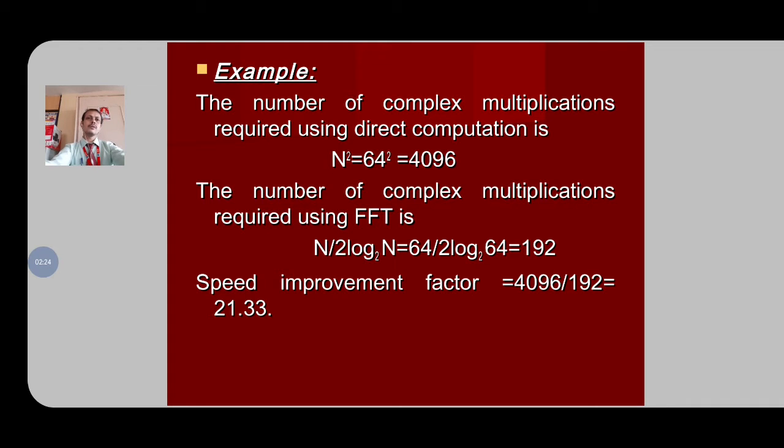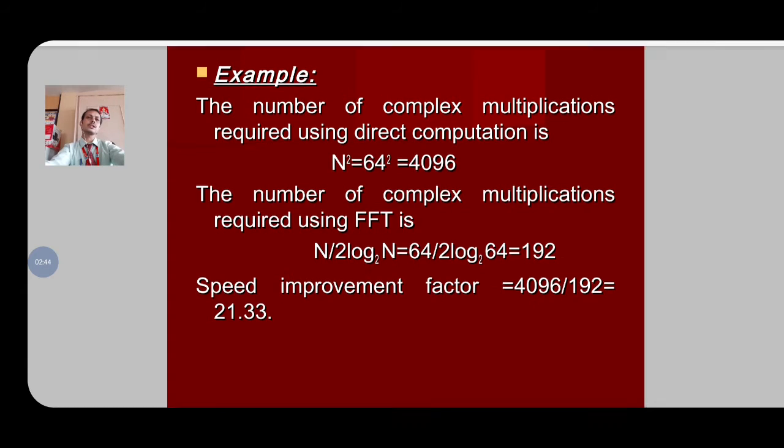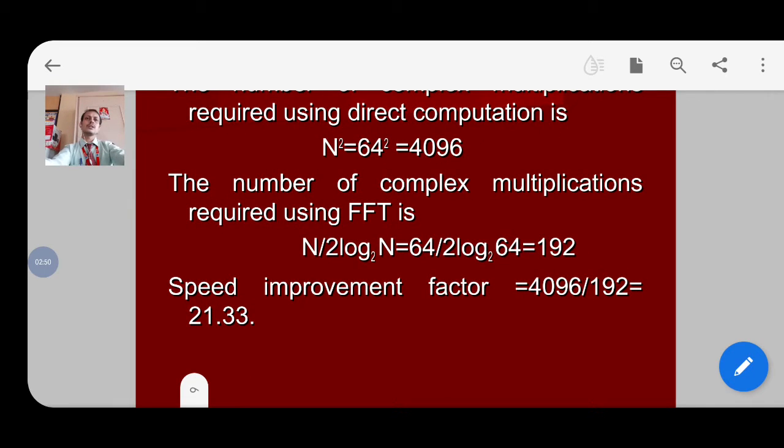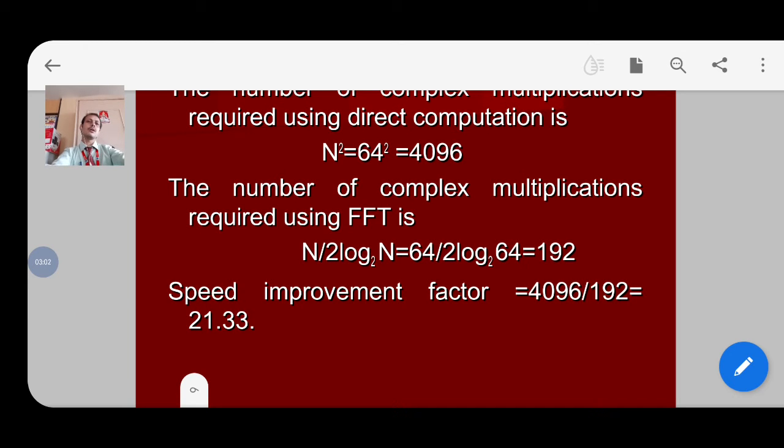Another example: we calculate for a 64 point DFT. For a 64 point DFT, we should do 4096 complex multiplications. If we use FFT, the formula becomes N by 2 log N base 2. Why base 2 here? Because we are using the radix 2 FFT algorithm, so we use log base 2.